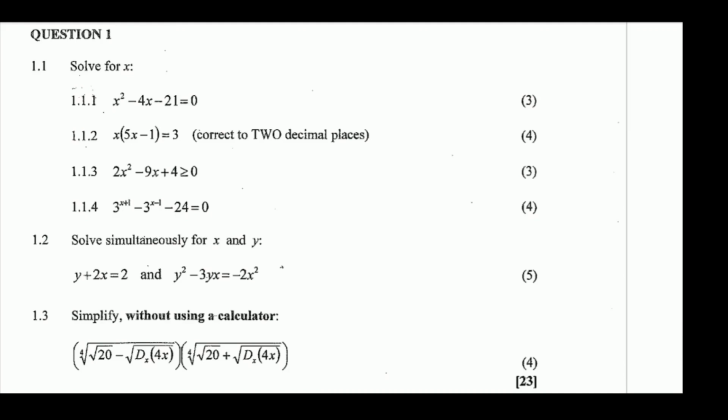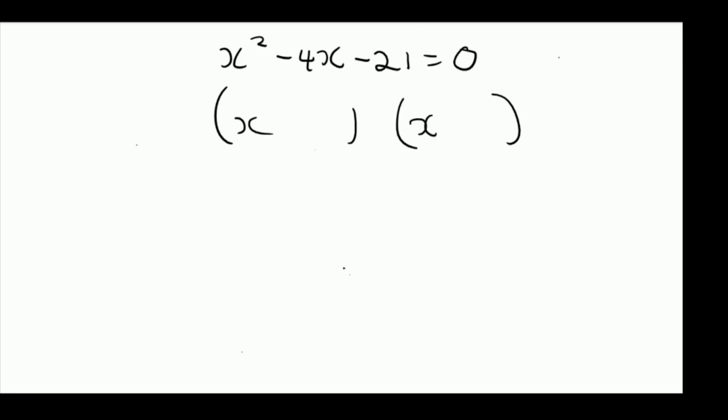Okay, so now we're gonna do question 1. In 1.1.1, we're going to solve for x for this problem here. We have x squared minus 4x minus 21 equals 0. So the first thing we're going to do is find factors of x squared, which is x and x, and factors of 21 such that they give us the middle term.